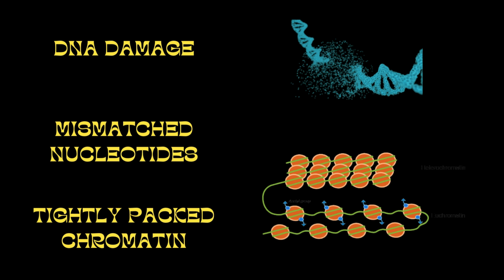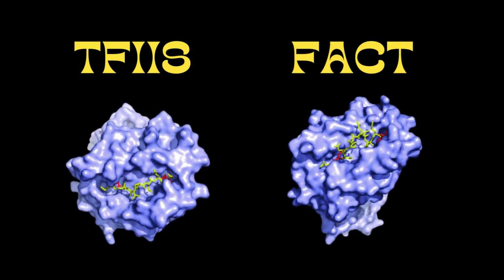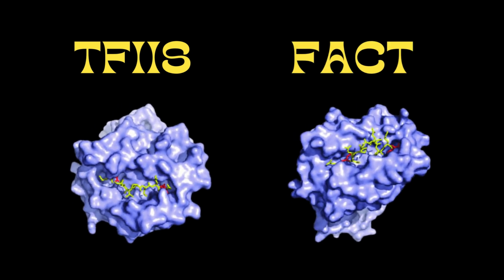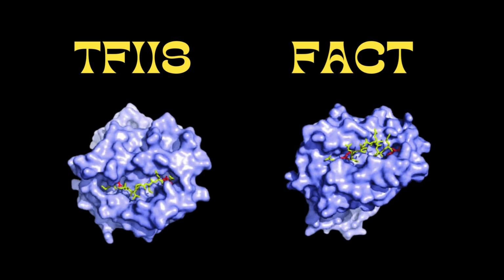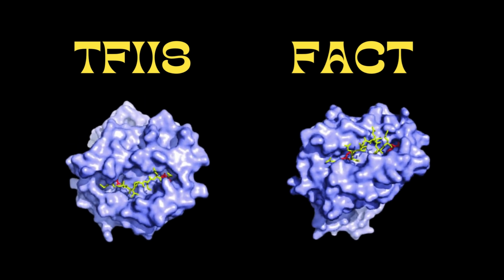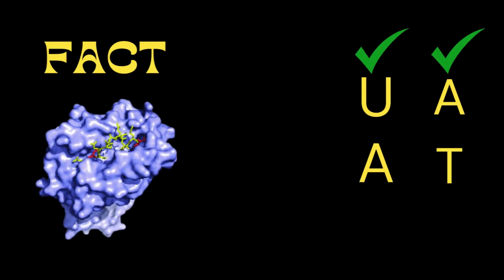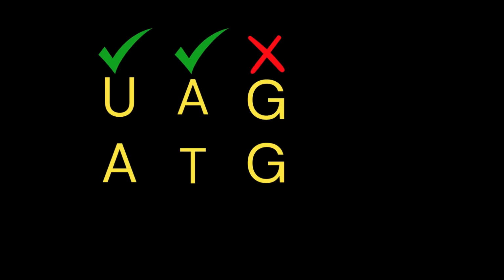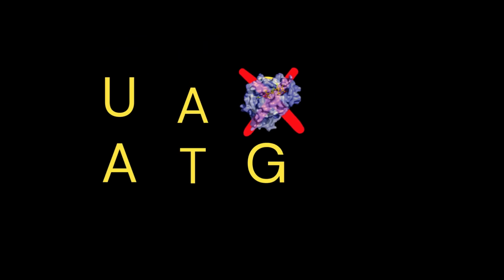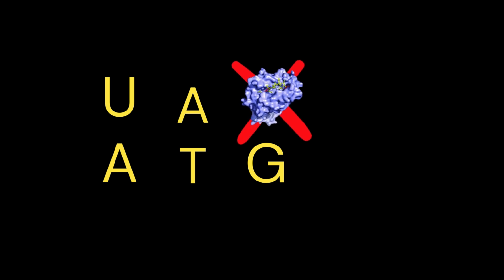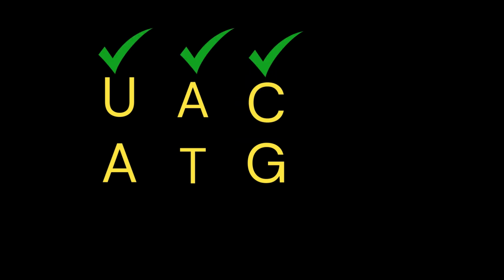During transcription, RNA polymerase II can encounter obstacles such as DNA damage, mismatched nucleotides, or tightly packed chromatin. These obstacles cause RNA polymerase to pause or backtrack. Helper proteins like TF2S and FACT assist in resolving these issues. TF2S facilitates the removal of errors when backtracking occurs, while FACT modifies chromatin structure to allow RNA polymerase to access the DNA. If RNA polymerase II incorporates the wrong nucleotide, the elongation factor TF2S facilitates the cleavage of the error-containing RNA, allowing RNA polymerase to reverse and transcribe the region correctly.